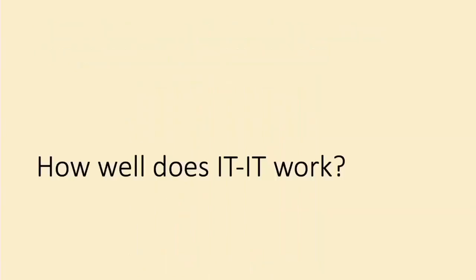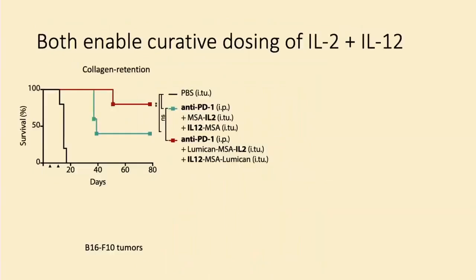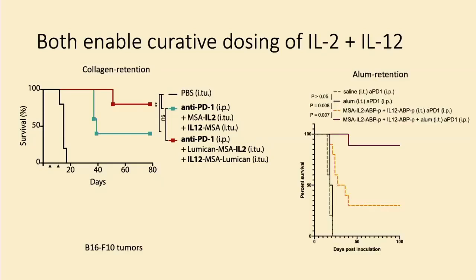Okay, so how well does it work? Works pretty well. So here I'm going to compare collagen to the alum for a B16 melanoma tumor where we're just administering IL-2 and IL-12, not IL-2 and IL-12 plus anti-PD-1. And what you see is if we don't immobilize the cytokines, under half of the mice were cured, and when we do, more than half. The same Kaplan-Meier curves seem to be what we get with alum retention.